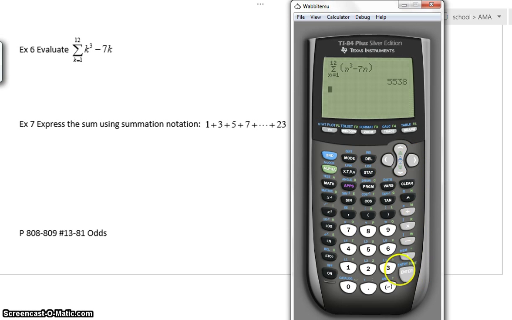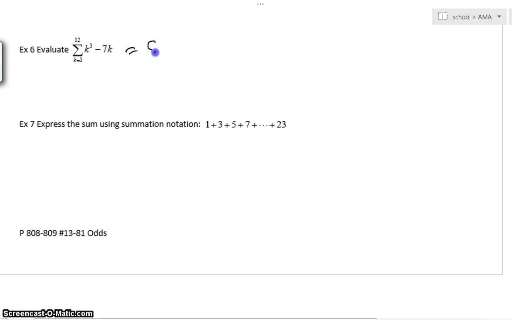And wonderfully, in a snap of the fingers, you've got a sum, 5,538. The calculator did all that work for you. Again, we've got some understood parentheses. You'll be able to definitely add up terms quickly. The book talks about using formulas. We're just going to use our calculator to make life easy.